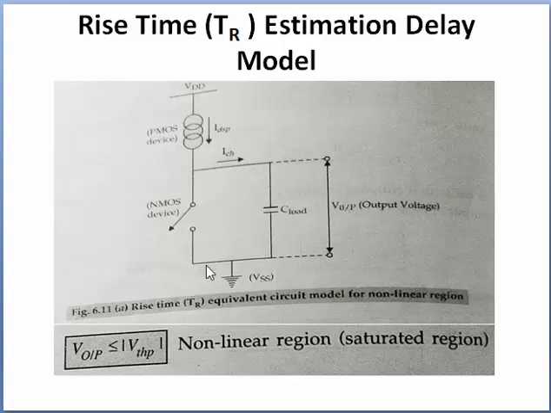In this figure, the output voltage is less than or equal to the magnitude of the threshold voltage of the PMOS device, because in this model the PMOS device acts as a closed switch, whereas the NMOS device is an open switch, or in cutoff region, and that is the saturated region. So the capacitor charges because of this PMOS device, and the current flowing is IDSP. So the condition for the saturation region is V output less than or equal to VTHP, the threshold voltage of the PMOS device.